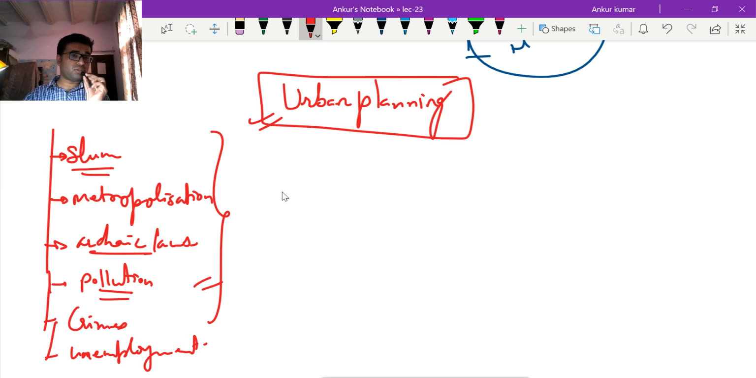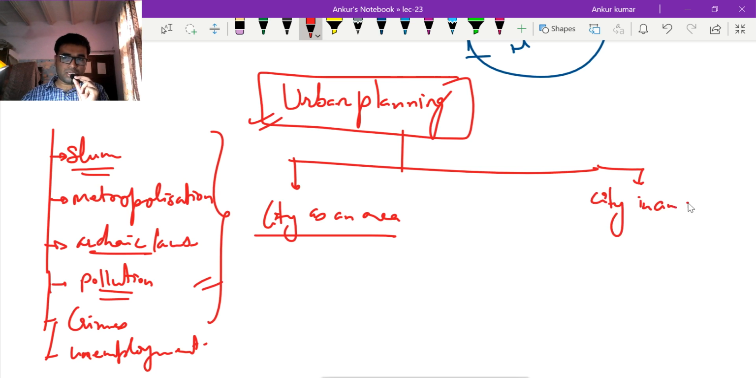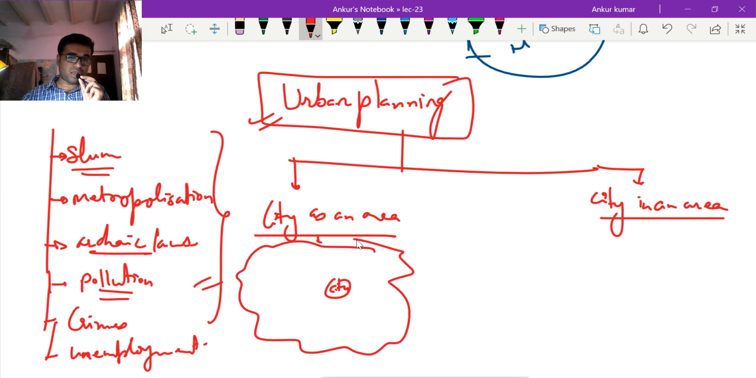So for tackling these problems, proper urban planning is needed. Now, urban planning can be done in two ways. Basically, number one is the city as an area, and the second way is the city in an area. These two are totally different concepts. City as an area planning means this is the city, this is the main city. Now you have selected a very large area.